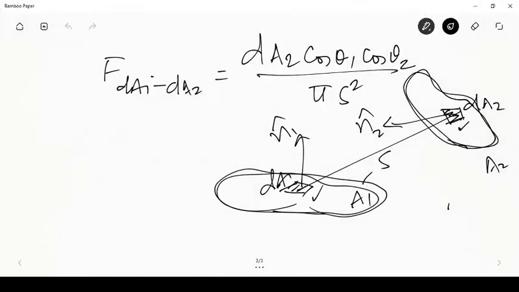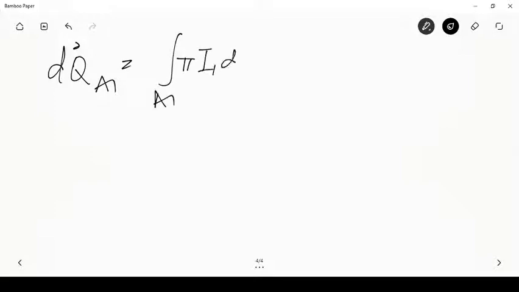Okay, so let me try to do that. So dQ dot A1 is nothing but integral over area A1 of pi I1 dA1. If I can take I to be uniform for a simple case, this will actually become pi I1 A1. Okay, so this is the total energy.